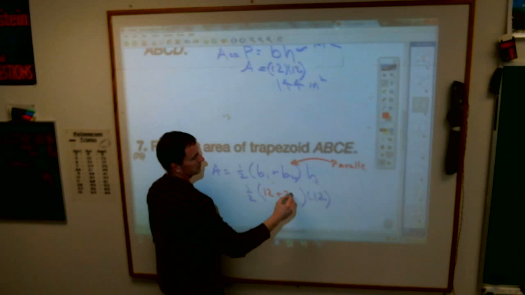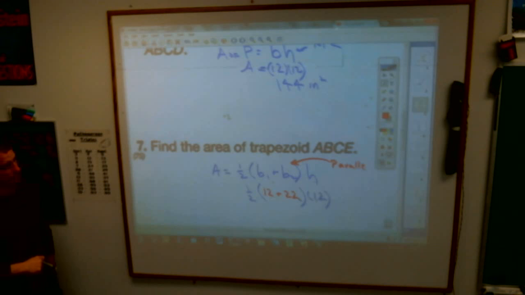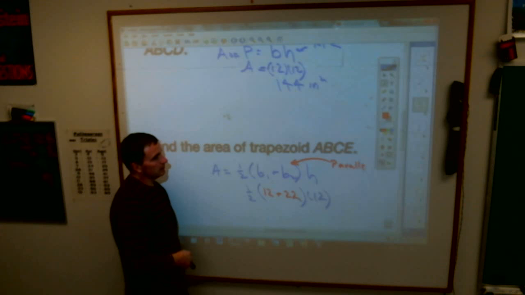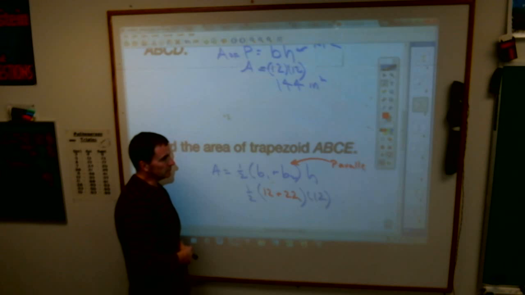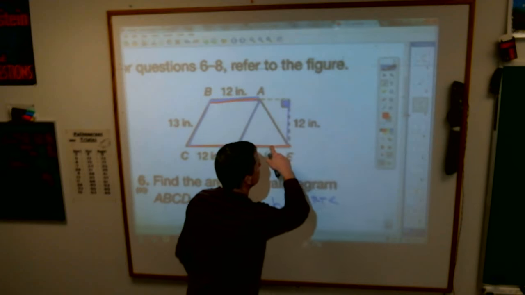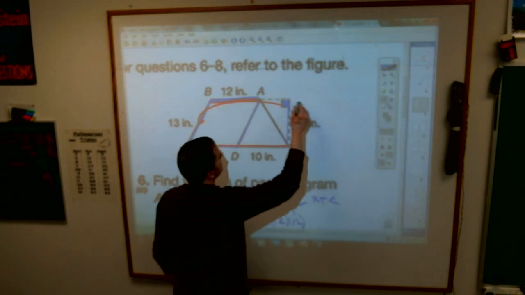12 plus 22. Two parallel lines, 12 and 22. Mitch, you got that? You want me to go back up there and show you where 12 and 22 come from? Here's my parallelogram. Let me erase.